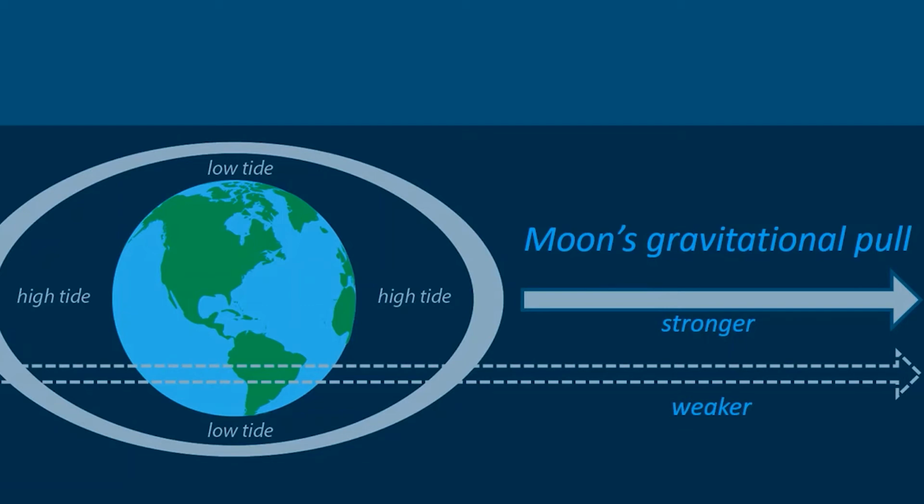The tidal bulge closer to the Moon, where it has its strongest gravitational pull, is because the Moon is pulling the ocean away from the Earth. While the Moon's gravitational pull is weaker on the farther side of the Earth, it is still pulling, and this time it is pulling more strongly on the center of the Earth than the more distant ocean, causing another bulge.